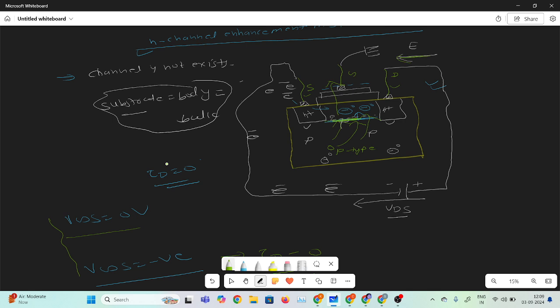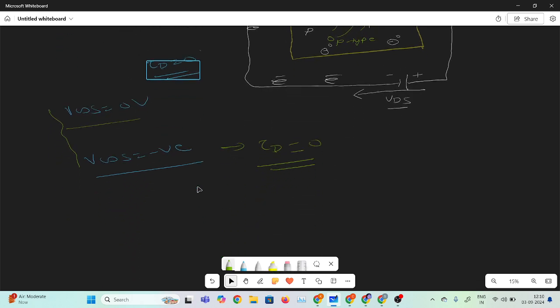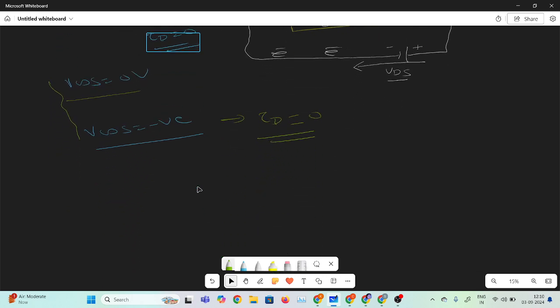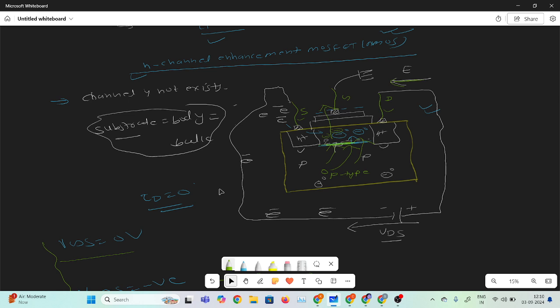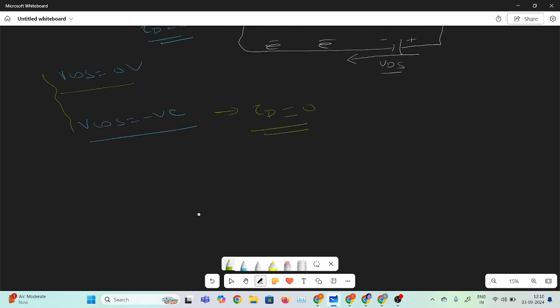This you can tell is the depletion region totally. The depletion region is there, so electrons can't move. I think you understand the answer of this question: why we need to make the channel firstly. If we don't create the channel, even if we apply 0 volt and negative voltage on the gate terminal, we get zero current, that is ID equals 0. This region you can call the cutoff region.